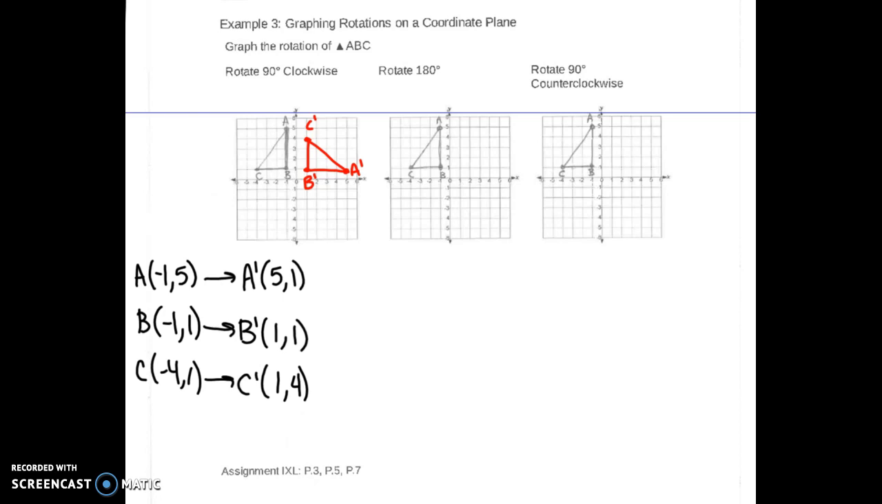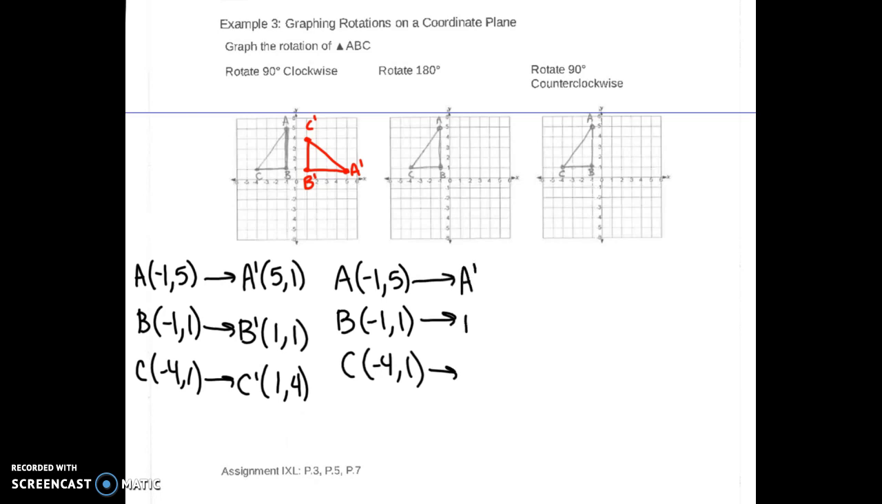Go ahead and copy down our points for the next one. So negative 1, 5, negative 1, 1, and negative 4, 1. So we want to find 180 degrees. That means we're just going to change the order of those. So 5, negative 1, 1, negative 1, and 1, negative 4.